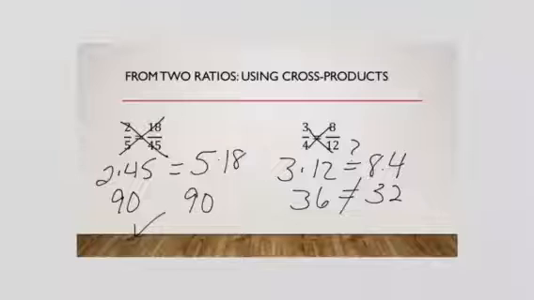It's kind of like equivalent fractions. So the first two would be like equivalent fractions. In this case, they're equivalent ratios. And the second ones, those are not equivalent fractions. They're also not equivalent ratios.